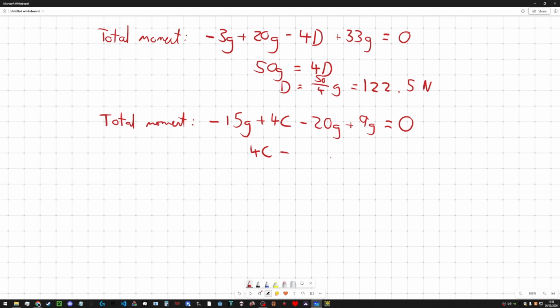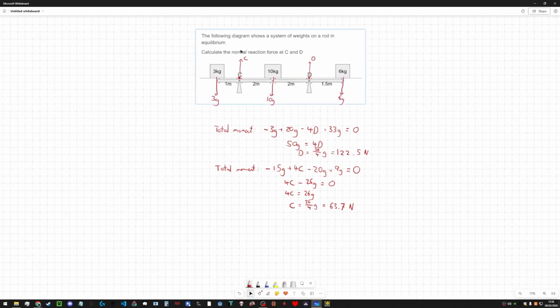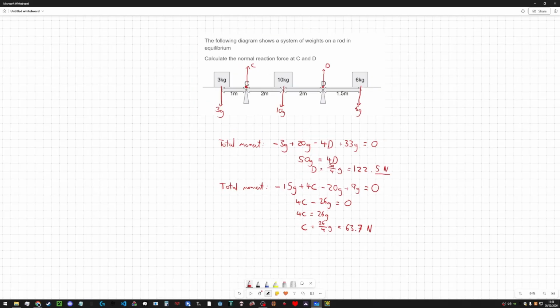Now we have minus 15 Gs, minus 20 G, plus 9G, which is going to be, one sec, I'm going to put that in the calculator. That's going to be minus 26G equals 0. Thus, 4C is equal to 26G. And C is equal to 26 on 4G. That is 63.7 newtons. And with that, we have completed the question. This is our normal contact force of D. This is our normal contact force at C.